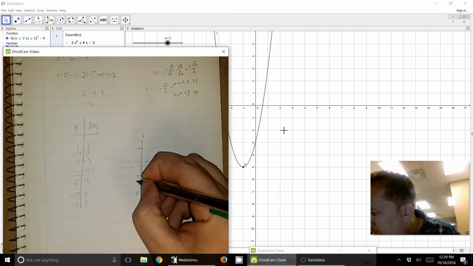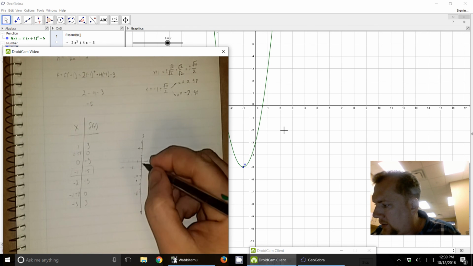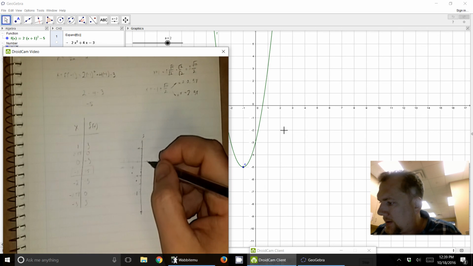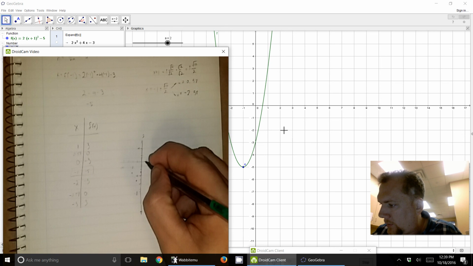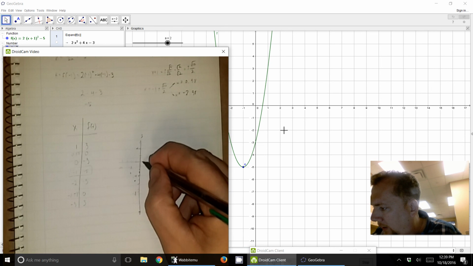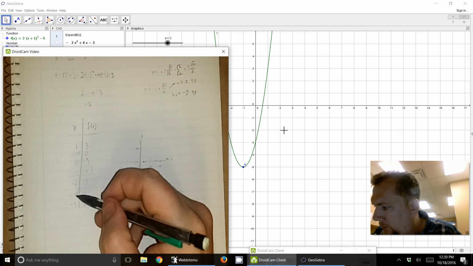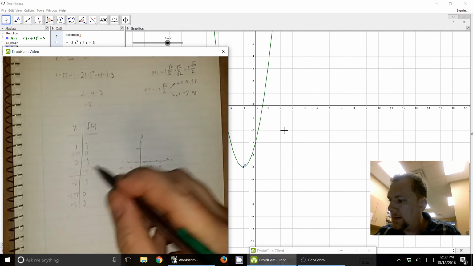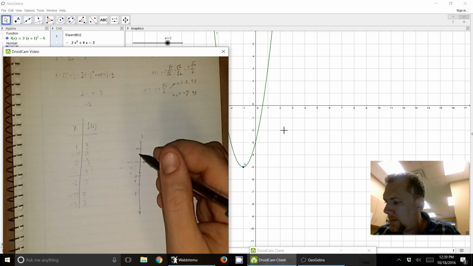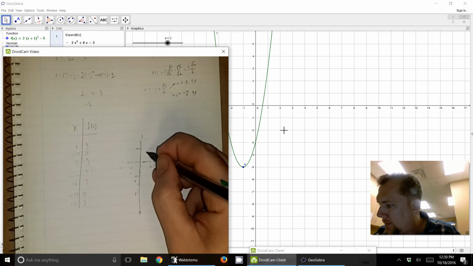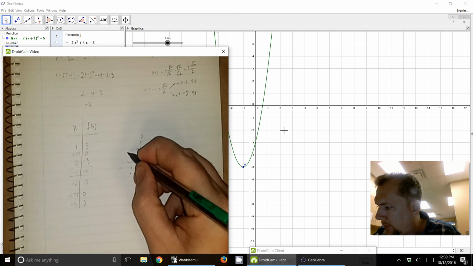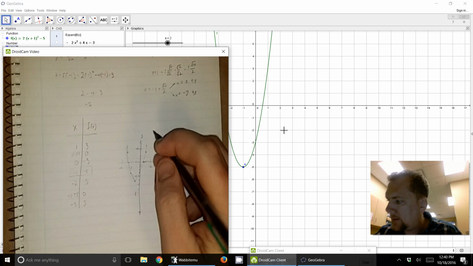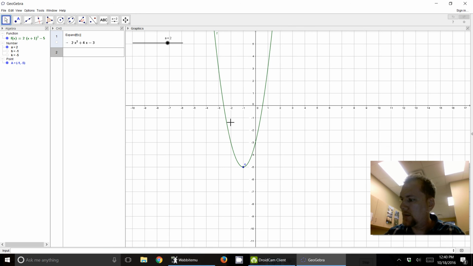Negative 1, negative 5. Then 0, negative 3. And then negative 2, negative 3. Then a little more than a half. So that's 1. So that's a half. So a little more than that. And then a little more than 2.5 this way. And then 1, 3 would be here. Negative 3, 3 would be here. So yeah, we get it. And that more or less corresponds to what we have here.